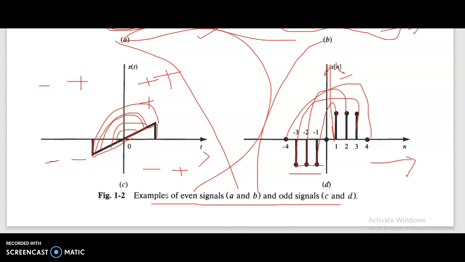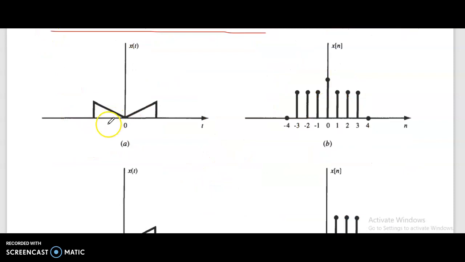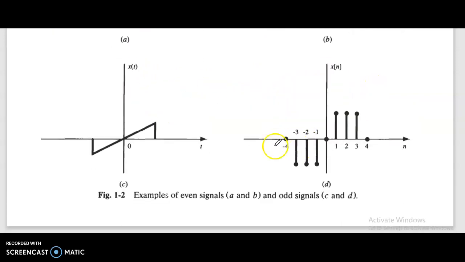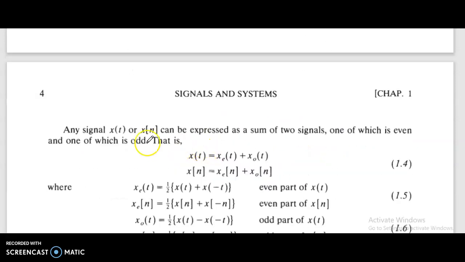Here on this negative side, whatever is here, the same is here in mirror image, same as in this continuous signal. In the discrete signal also it is the same, but here it is not the same negative image, not a mirror image. That's why these are odd signals.